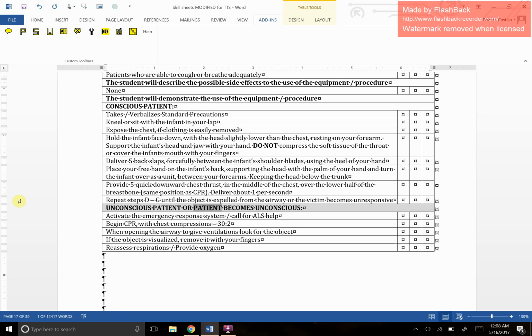Unconscious patient or patient becomes unconscious. Activate the emergency response system / call for ALS help. Begin CPR, with chest compressions 30:2. When opening the airway to give ventilations, look for the object. If the object is visualized, remove it with your fingers. Reassess respirations / provide oxygen.